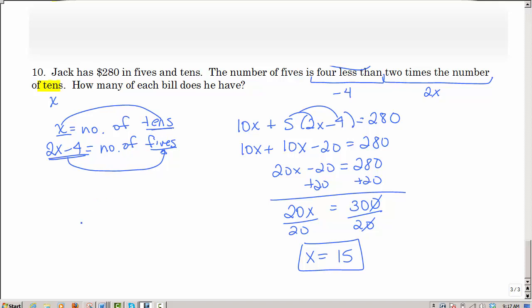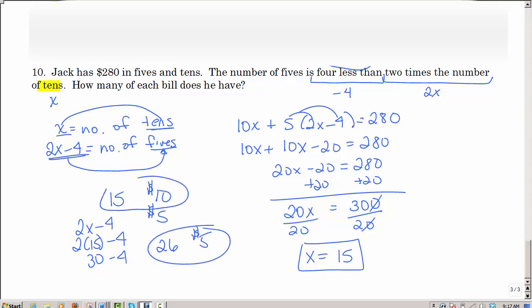Okay, what does x stand for? The number of $10 bills. So Jack had 15 $10 bills, and 2x minus 4 would be the $5 bills. So 2 times 15 minus 4. That's 30 minus 4. So he had 26 $5 bills. He had 15 $10 bills. Add that up. That's going to give you $280.